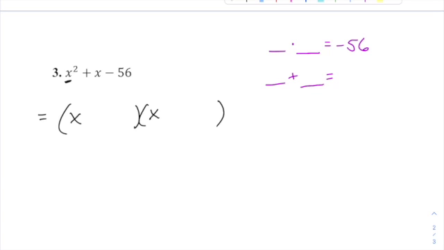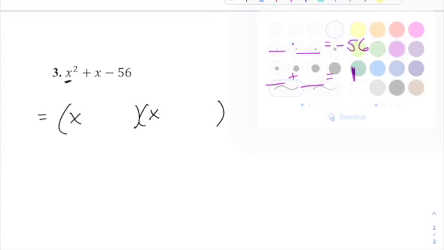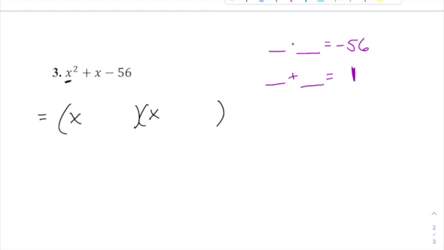Now those same two numbers have to add up to be the coefficient in the middle, and remember we don't see a coefficient there. That's really a 1, right? That's in front. So I'm looking for two numbers that multiply to be negative 56 and add up to be positive 1. Okay, so if you're thinking of things that multiply to be 56, just remember one of them is going to be positive and one's got to be negative.